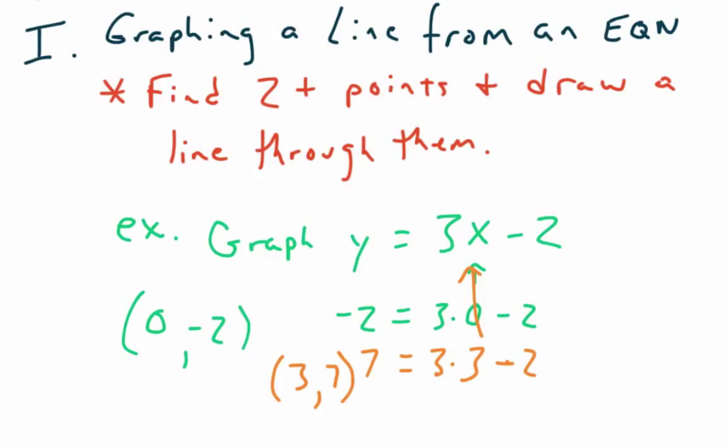And we could do a negative value. If I have a negative 4, why not? Ooh, that's going to be way off my graph. But negative 4 times 3 would be negative 12. Negative 12 minus 2 is negative 14.